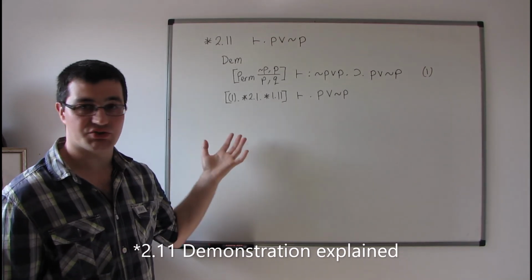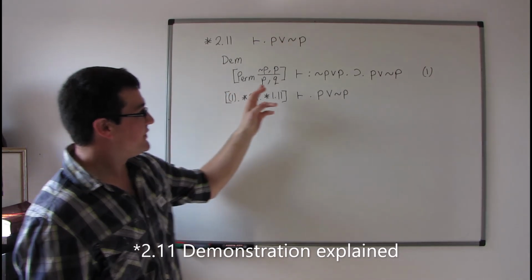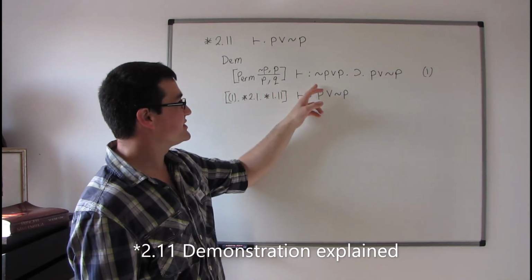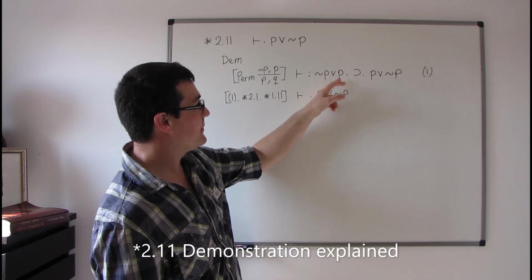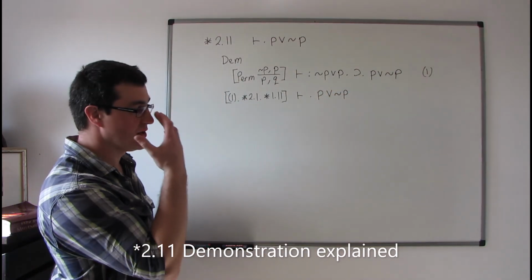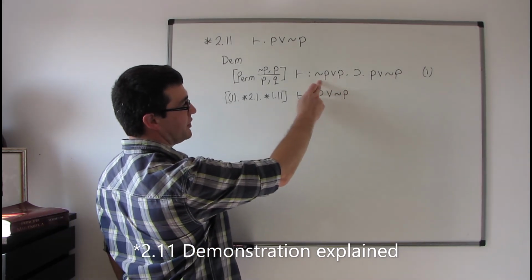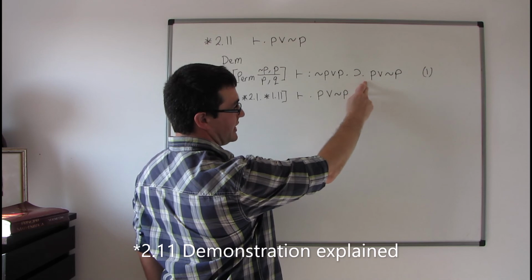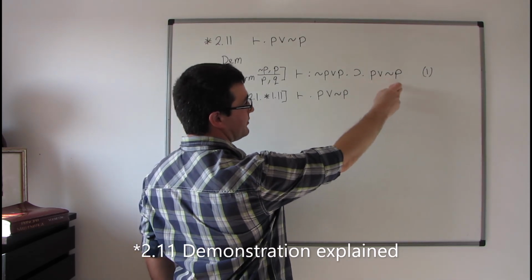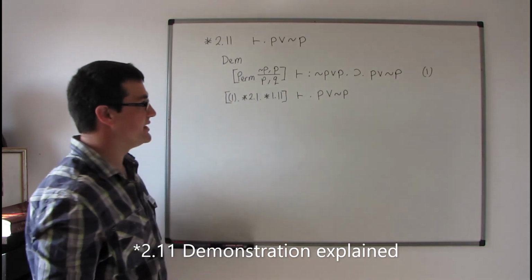It's a fairly short demonstration, there's not really much to it, a two-liner. The first line: it can be asserted that not P or P implies P or not P. Just to clarify here with the dot notation, the single dot here is bracketing off the not P or P, the single dot here is bracketing off the P or not P, and the two dots here are bracketing off the whole of the proposition.